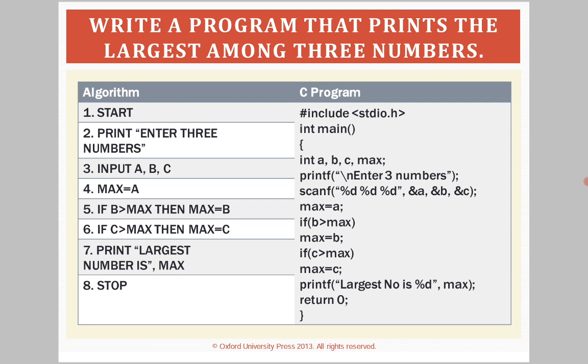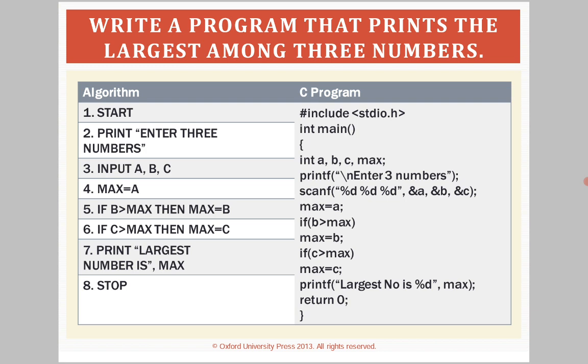So first of all, you have to write the algorithm. Number one is start. Number two, print enter three numbers. Number three, input three numbers A, B, C. Number four, take another variable max equals A. Number five, if B is greater than max, then max equals B. Number six, if C is greater than max, then max equals C. Number seven, print largest number is max. Number eight is stop.